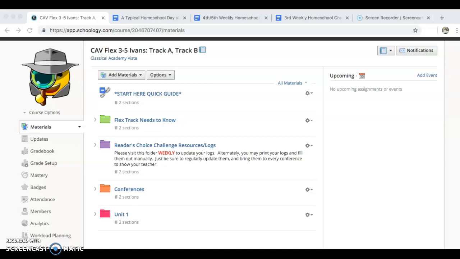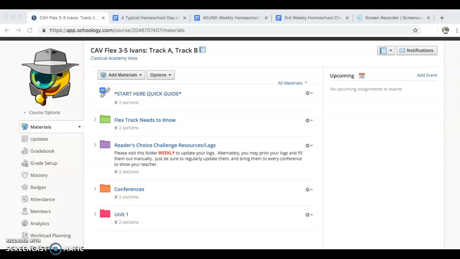The second reason is because a lot of what we do for Flex is an ongoing thing where you don't need to come into Schoology every day, like your history or your math or your grammar, for example. If you already know the routine and you've printed things at the beginning of the unit, it's unnecessary to be coming into Schoology for every single subject.